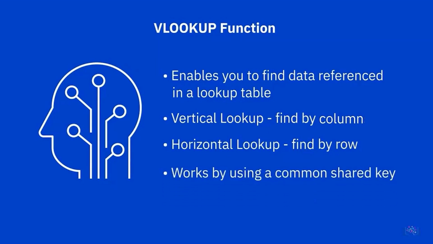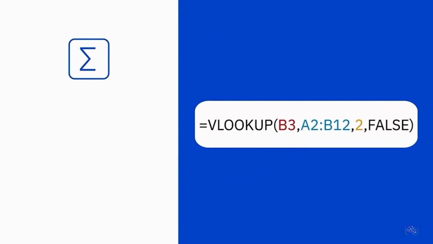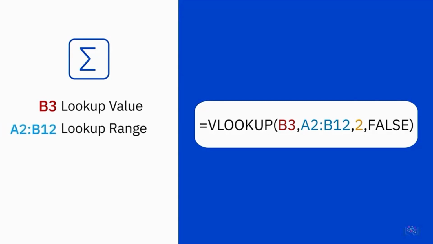VLOOKUP works by using a common shared key between the source data and the lookup data in the lookup table. A typical lookup formula would look like =VLOOKUP(B3,A2:B12,2,FALSE), where B3 is the lookup value, that is, the value or word you are looking for. A2:B12 is the lookup table or range, that is, the table array or range of cells that contains the lookup value. In a formula, Excel references this as table_array.